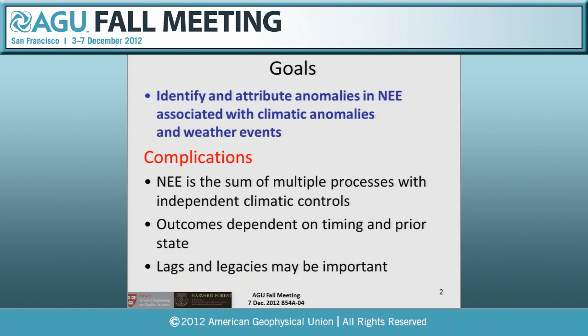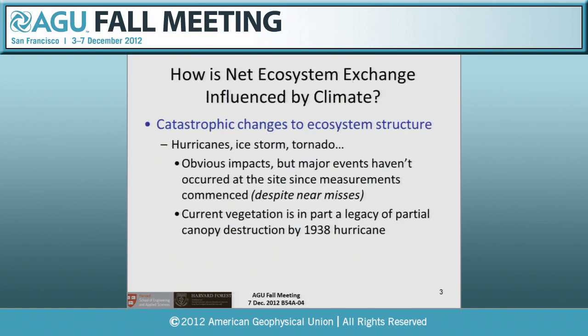And as Anchor has said, you will see lags. I won't show anything looking at lags, but it's important to consider that there are lags in the system, and you can consider legacies, which goes together with what the prior state was. And so just quickly, how does net ecosystem exchange get influenced by the climate?